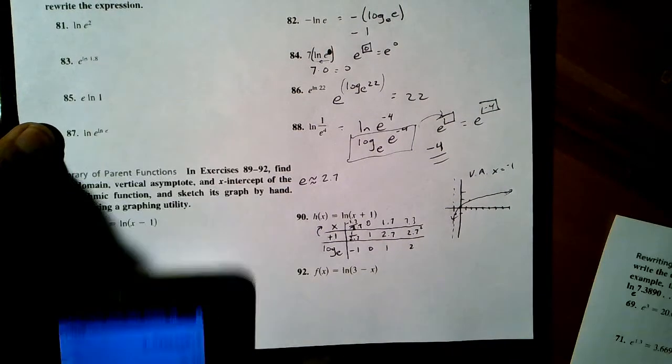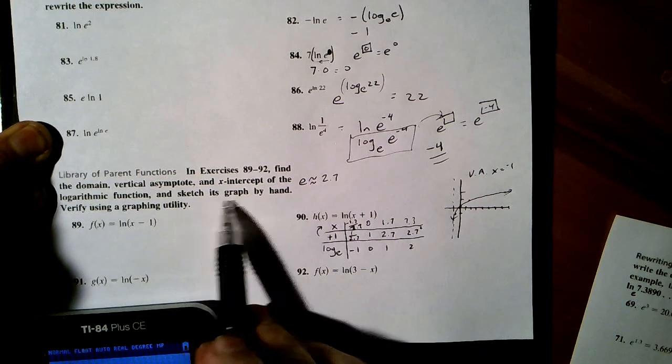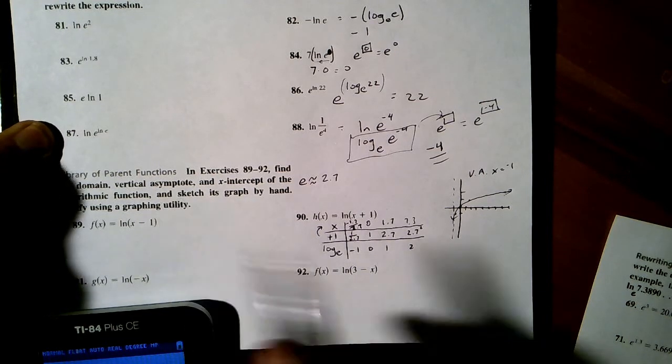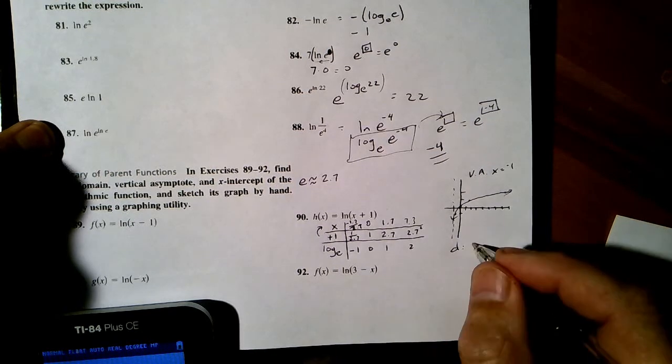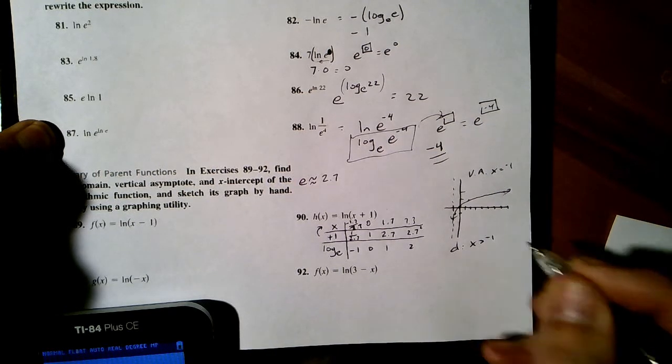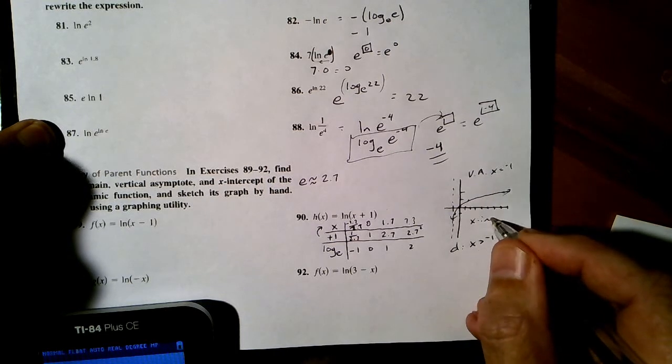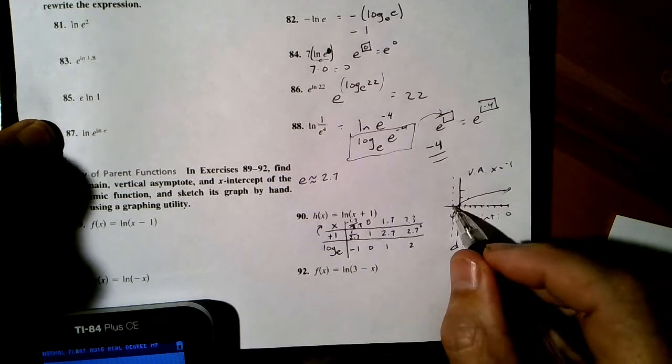We've got a vertical asymptote. Let's see, sketch the graph by hand, find the domain, the vertical asymptote. So our domain is x is greater than -1, and our x-intercept is 0.